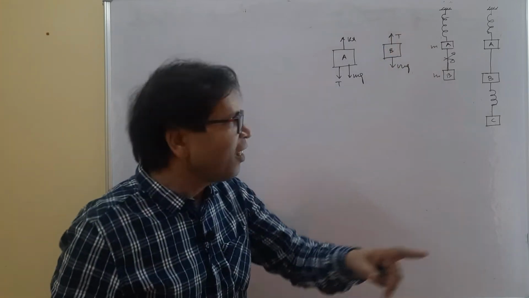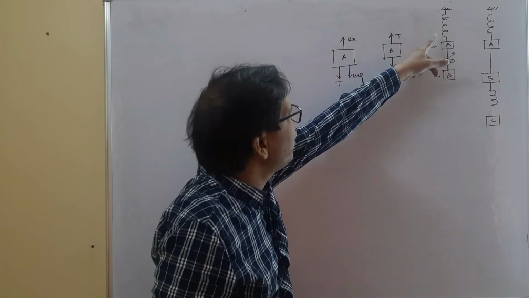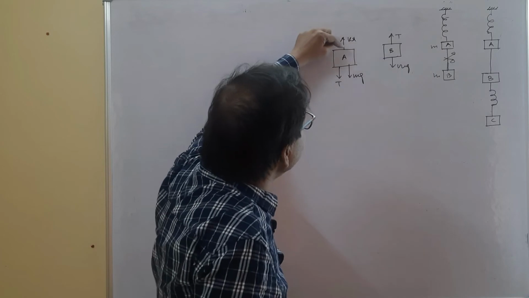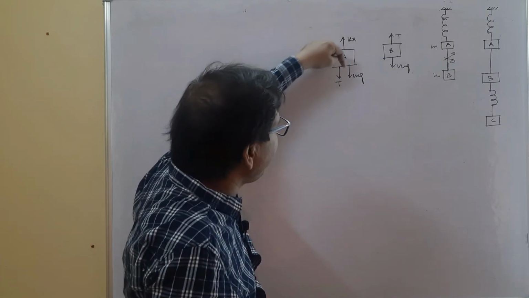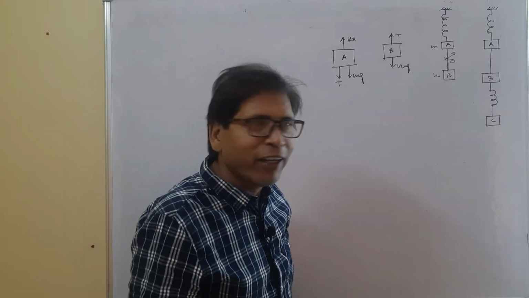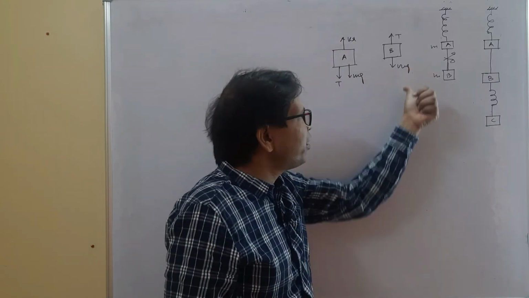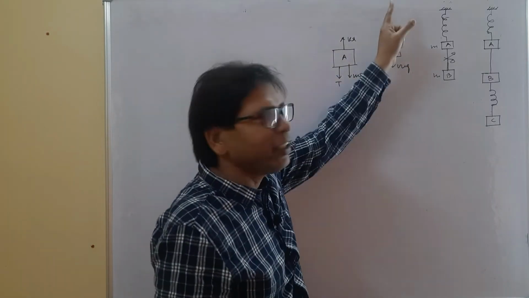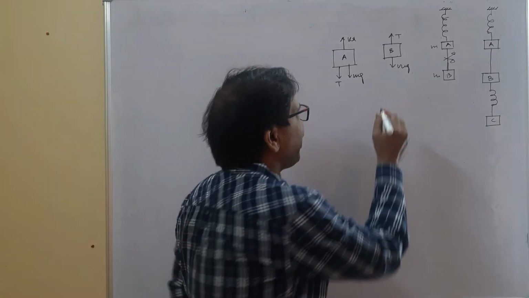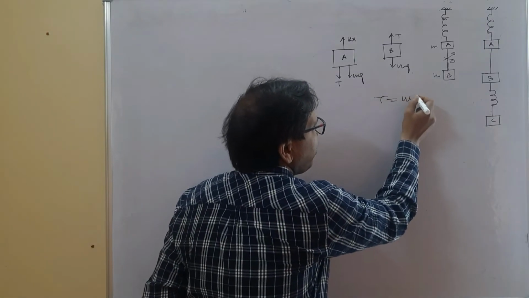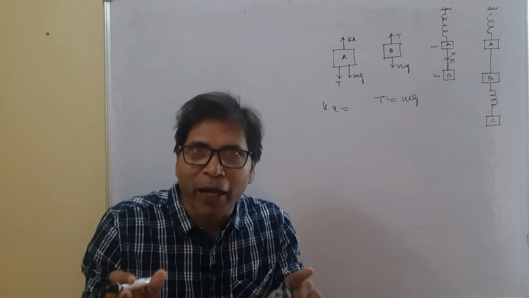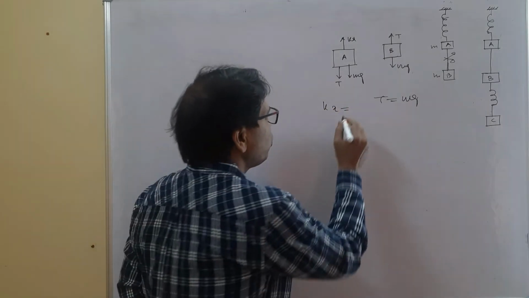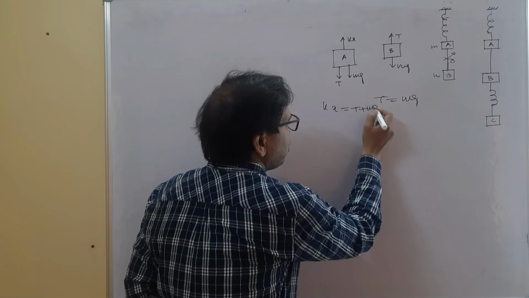Look at the free body diagram here for A. This is the spring force kx, tension of the string T downward, and mg downward. And for B, this is the mg downward and tension T upward. In equilibrium, we get T equal to mg. And kx equals T plus mg. Understand?